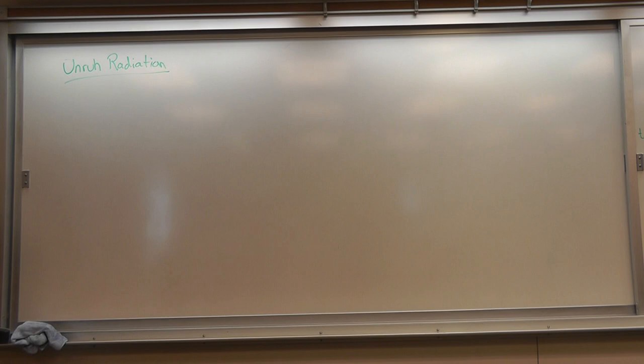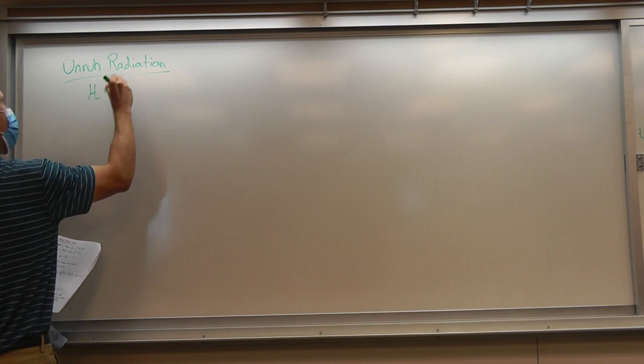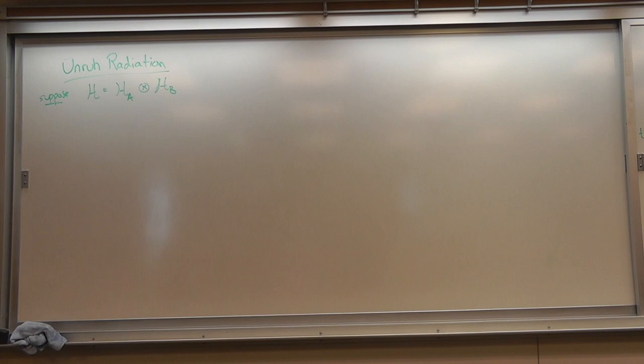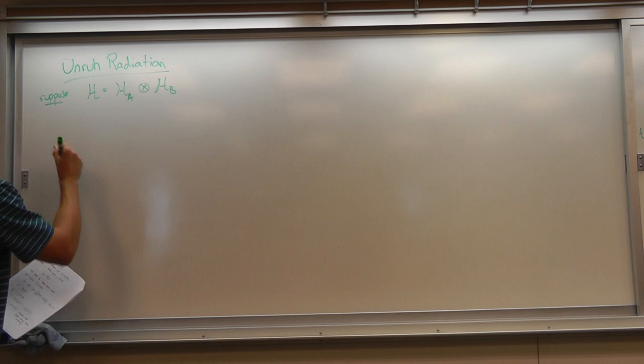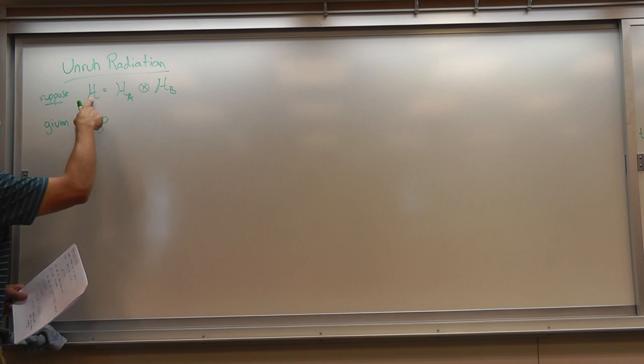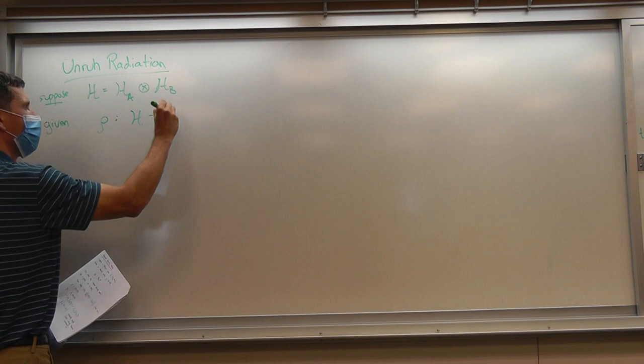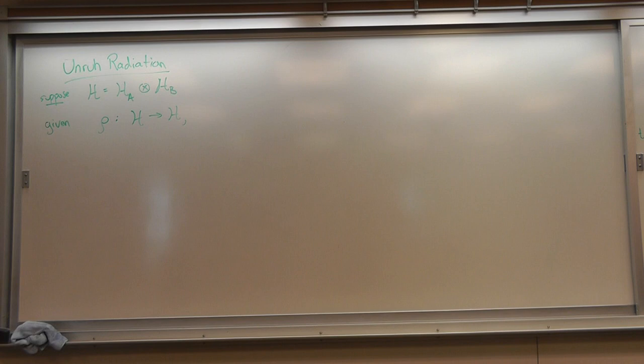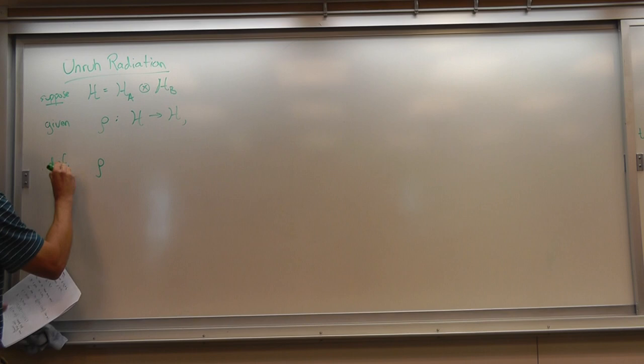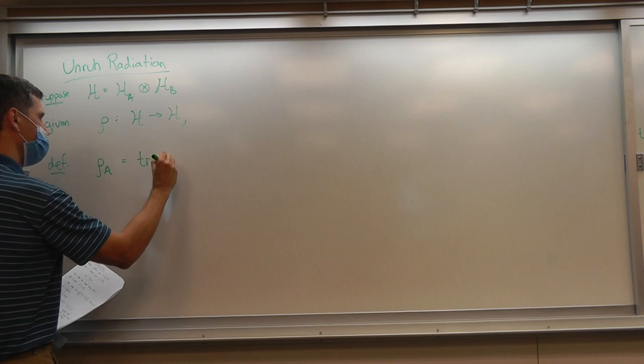Okay, so suppose a Hilbert space H factorizes into a direct product of Hilbert spaces A and B. Then, given a density matrix for the system H, that is an operator from H to H that obeys the usual properties of a density matrix, we can define the reduced density matrix rho A, which is the trace over B of rho. So this is called the reduced density matrix.